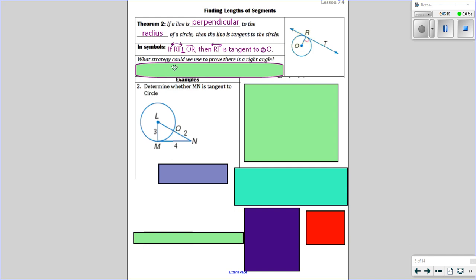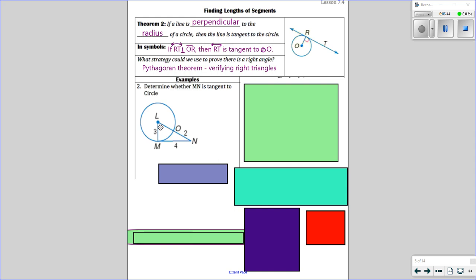And what strategies could we use to prove that there is a right angle? Again, right angles are found in right triangles. What formula is used to find sides of a right triangle, or if the triangle is a right triangle? We use the Pythagorean Theorem to verify if the triangle is a right triangle.